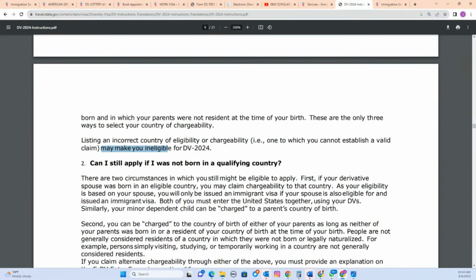Though there are some cases where someone might be born in a country which is not eligible. Let's say you were born in Nigeria, but your spouse is coming from another country. You can claim a different country of eligibility. So that is very, very important. I want to make sure that you understand that one.